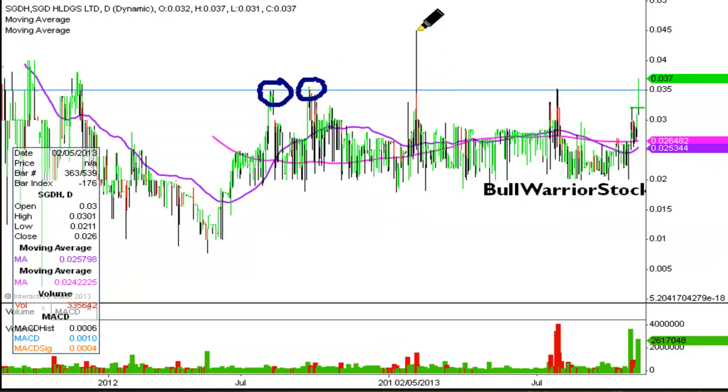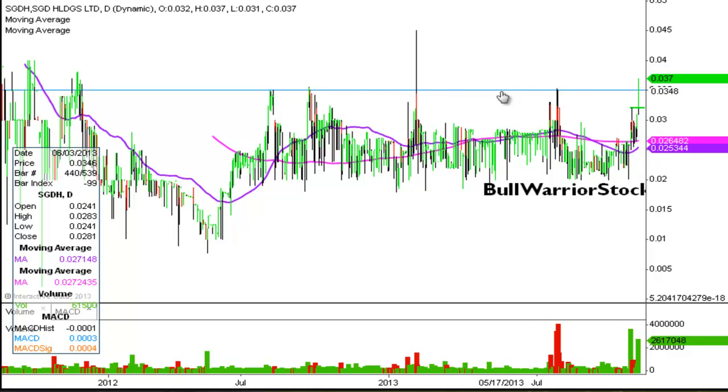Here, intraday did break above it, but by the time the closing bell came around, it closed well below it. So again, it acted as resistance. Here it acted as resistance. And actually going back here, although the price did get above and close above it a couple times, it wasn't able to maintain it very long and fell back down.